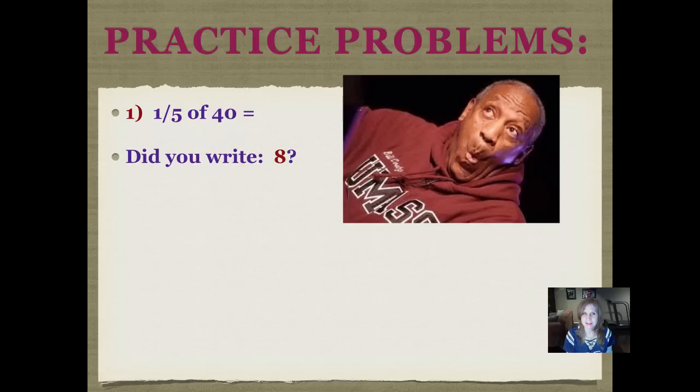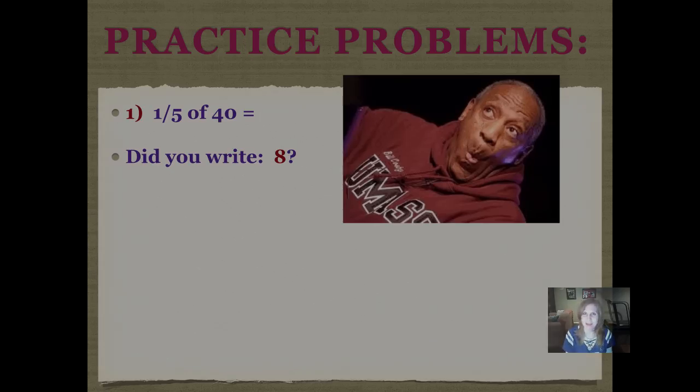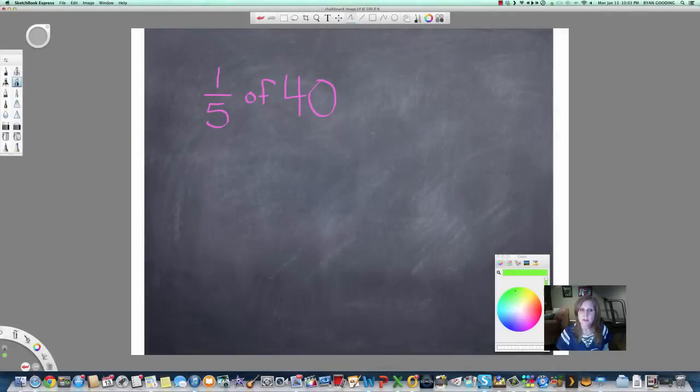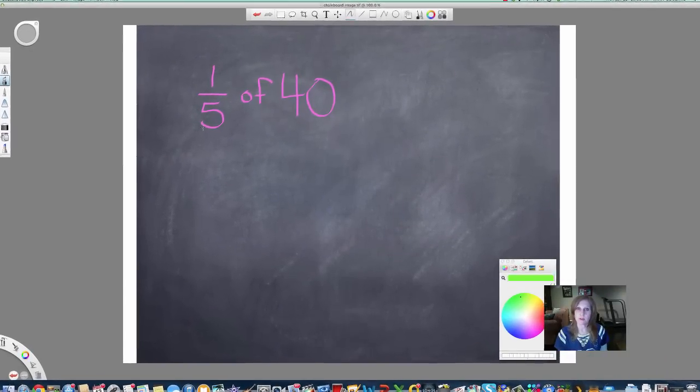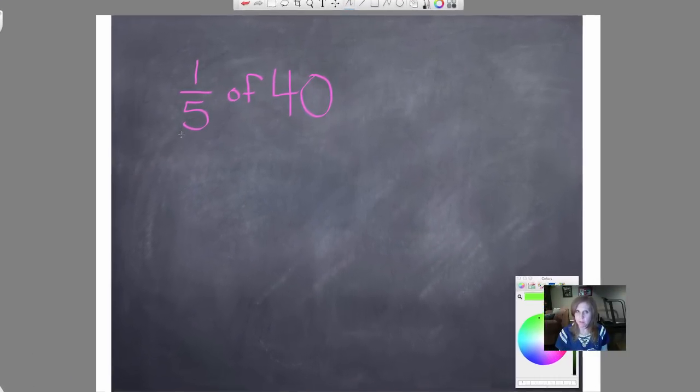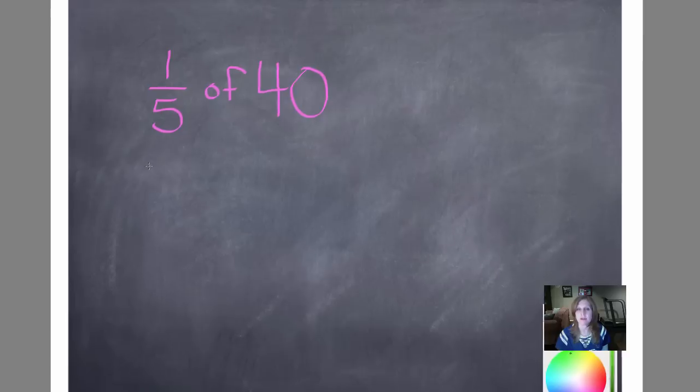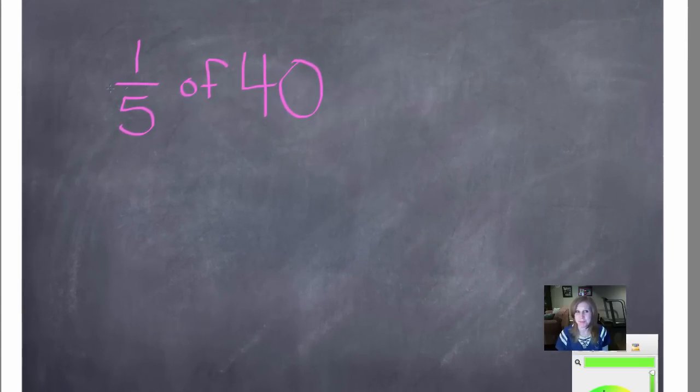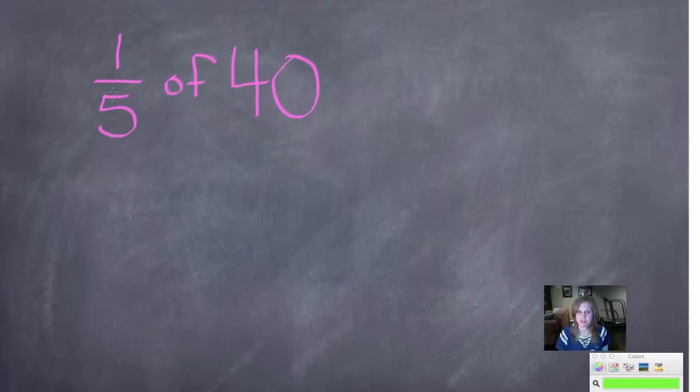Did you write 8? Boy, if you hadn't listened to the example, that would probably sound like a crazy answer to get, but let's see how we got that. So as we're looking at 1/5 of 40, we're doing both some multiplication in this problem and some division, even though the symbol that we're using is multiplication. We still got that division symbol right here in our fraction.